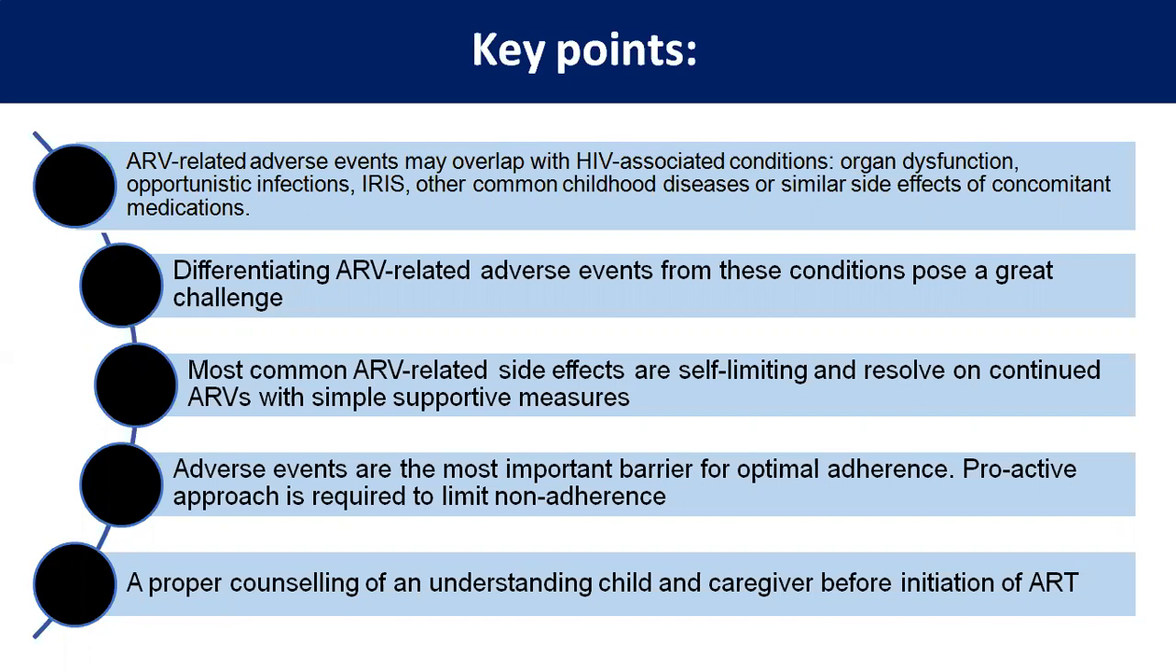Most common ARV-related side effects are self-limiting and resolve on continued ARVs with simple supportive measures, if mild to moderate. Adverse events are among the most important barriers to optimal adherence. In pediatric cases, especially younger children, they say the drug has a bitter taste and makes them nauseated. So what will they do? They will stop taking it without telling anyone. They'll say they're taking the medication, but because of nausea and vomiting, they won't. That is the most important issue of non-compliance.